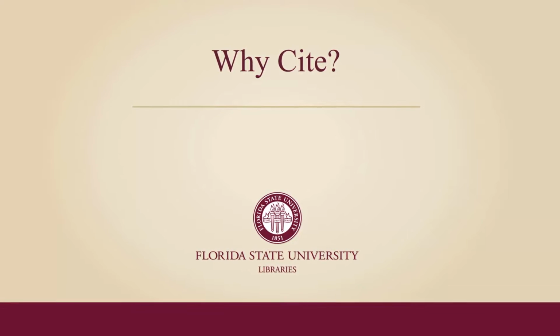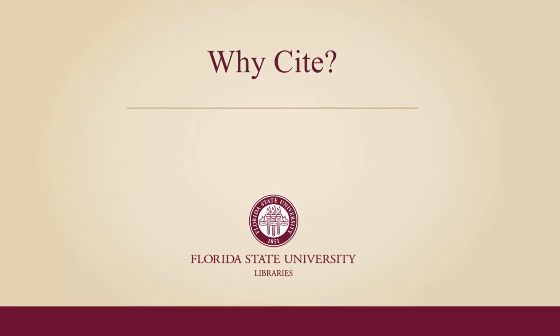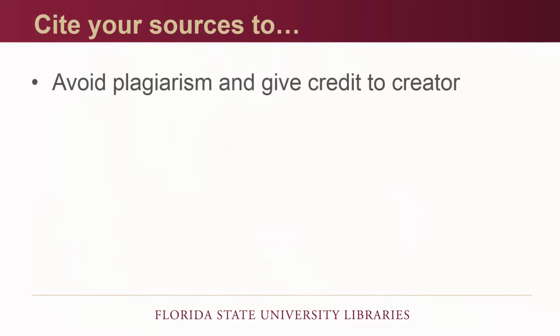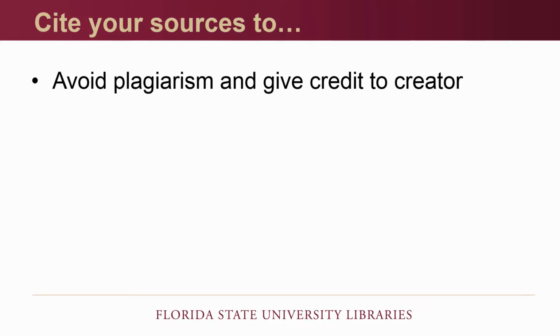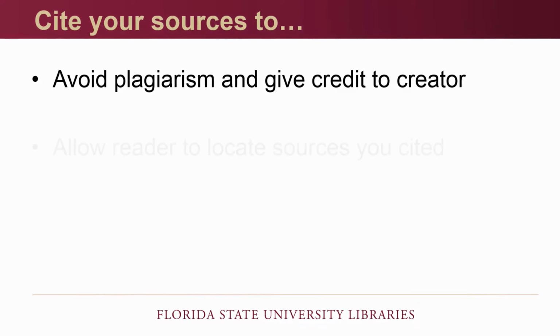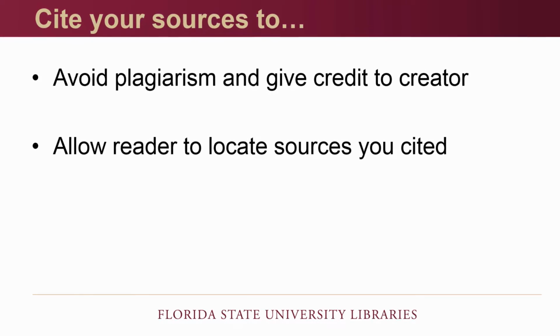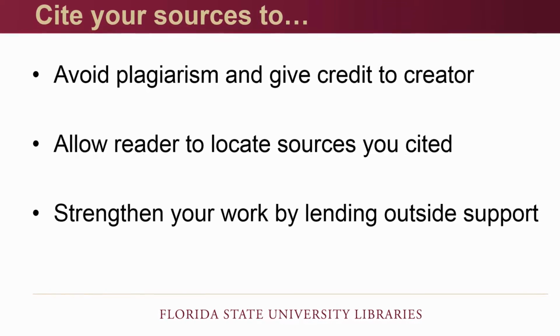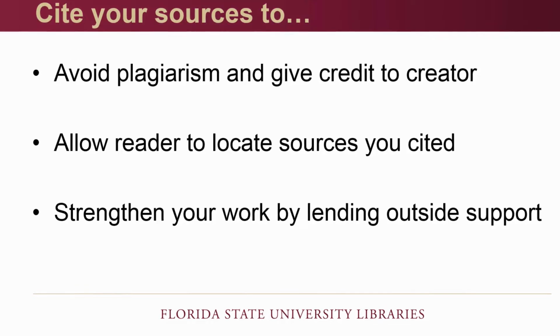The APA citation style is one of the most commonly used citation styles in the social sciences. It is used to give authors or creators of works credit for their production in order to avoid plagiarism. It is useful because it allows the reader to locate the sources and information you have cited. It can strengthen your work by lending outside support to your arguments.